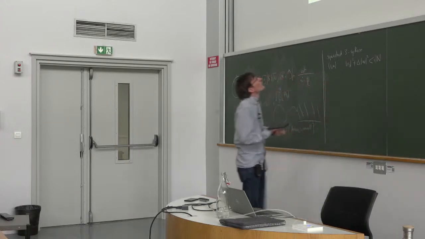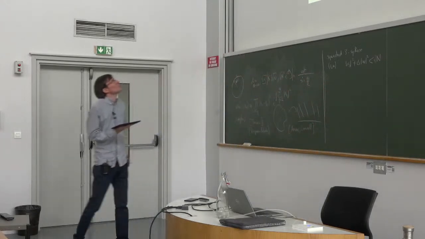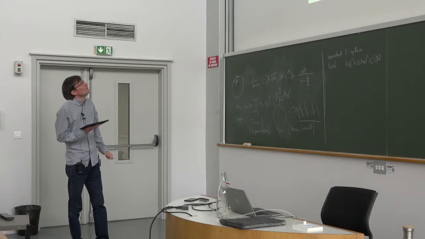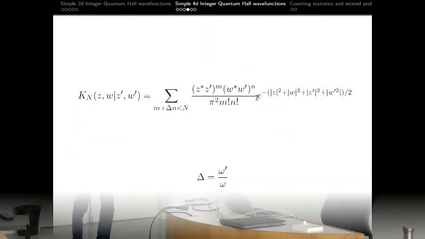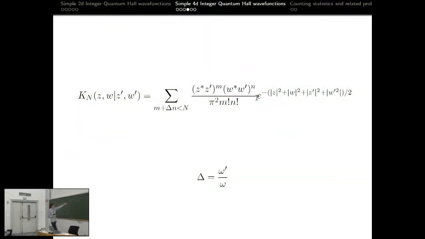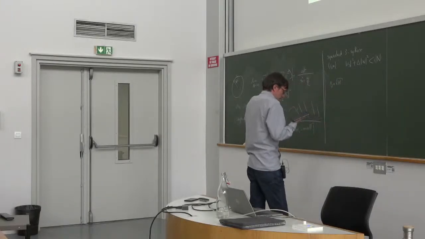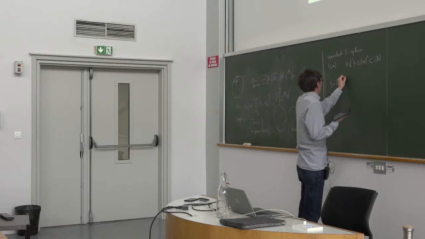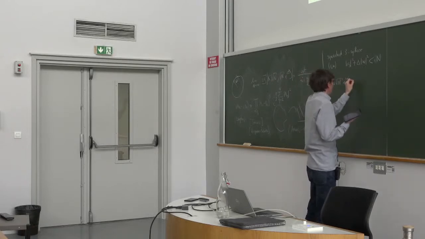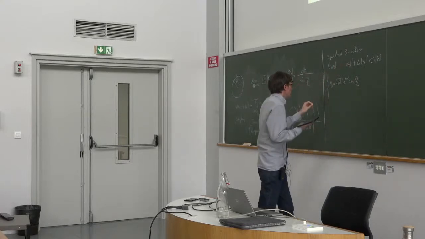Okay, so now I have this kernel here, and I want to parameterize some points at the edge. So what I can do is parameterize. Here the edge is located roughly at square root of n. So there is a bit of parameterization which you have to do.